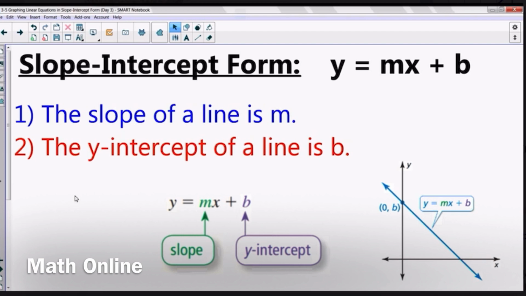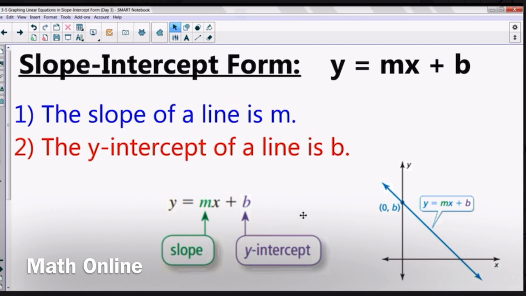All right, so slope-intercept form is the equation y equals mx plus b. And one of the things that I want you to know is that the m represents the slope, m is the slope, and on the other hand, the b represents the y-intercept. So the slope of a line is m, the letter m, and the y-intercept of a line is the letter b. The y-intercept is always placed on the y-axis.